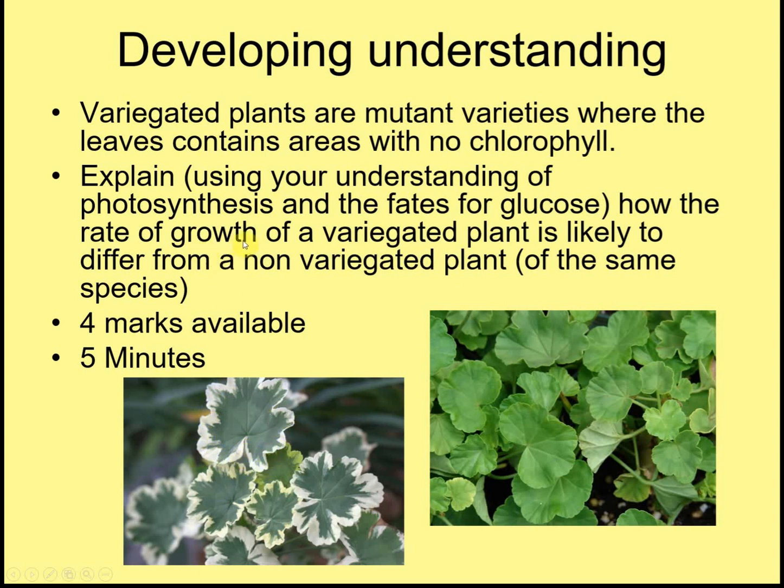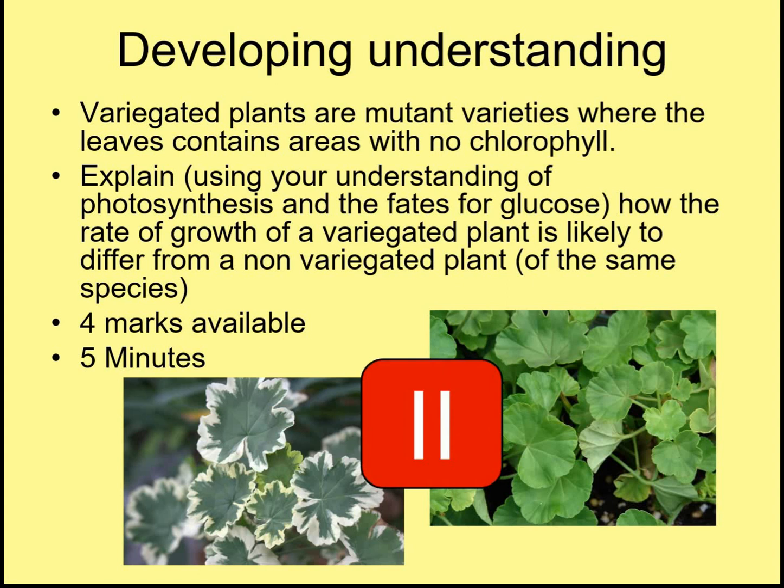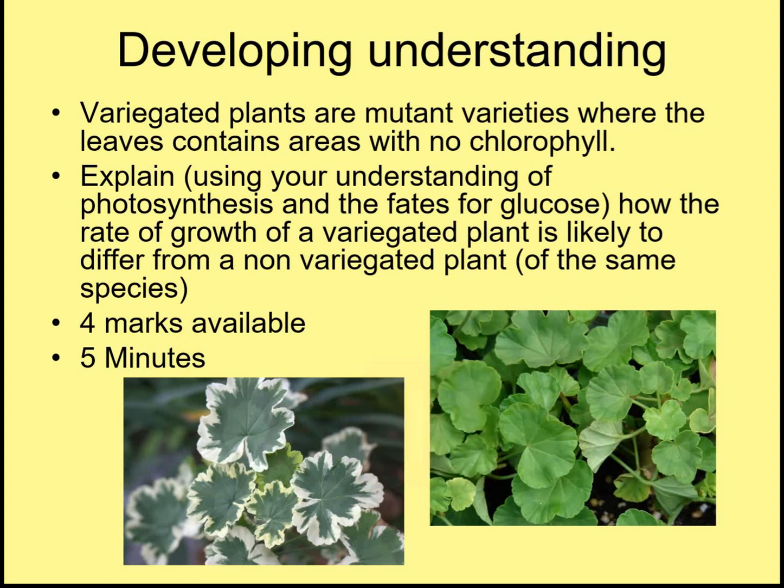It says, explain, using your understanding of photosynthesis and the effects of glucose, how the rate of growth of a variegated plant is likely to differ from a non-variegated plant of the same species. There's 4 marks for this. Give yourself 5 minutes. What can you write in those 5 minutes? Okay, let's have a look at and mark this yourselves. Give yourself a mark out of 4.